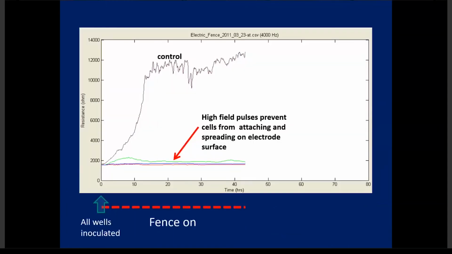And here's the idea. We've inoculated cells on these small electrodes at time 0. You can see the control going up and the micromotion as it oscillates back and forth. The other red, blue, and green traces are also wells that were inoculated at the same time, but they are receiving every 5 minutes, I believe, a small high current pulse, and that is preventing the cells from coming in and attaching to the electrode. We've used a fairly light inoculation.